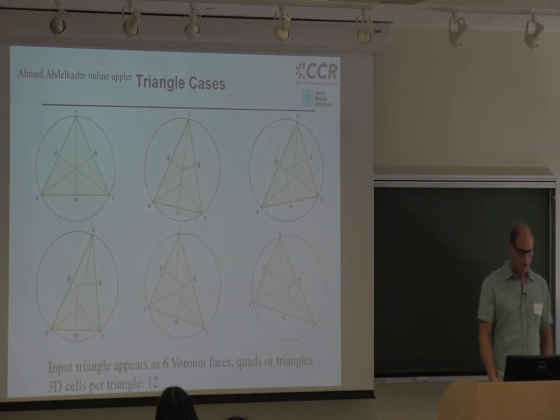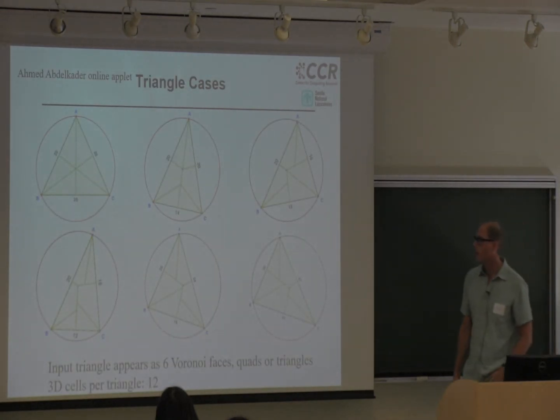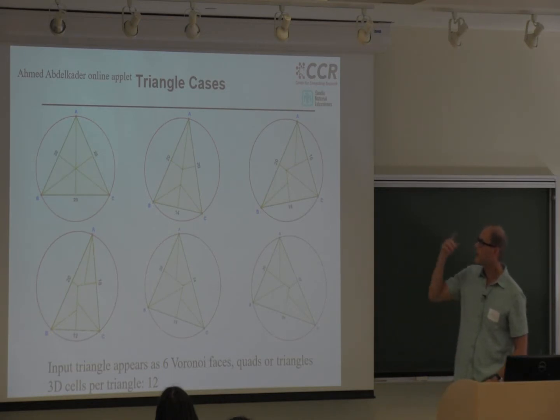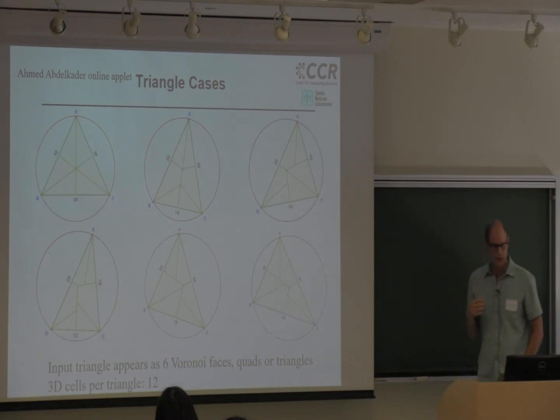And if you do that, these are the Voronoi faces that you'll divide a triangle into. There's always 6 of them, and they'll be quadrilaterals, or sometimes they degenerate into triangles. And the first author, Ahmed, has a nice little applet online. You can move the points around and see what kind of Voronoi cells you get.